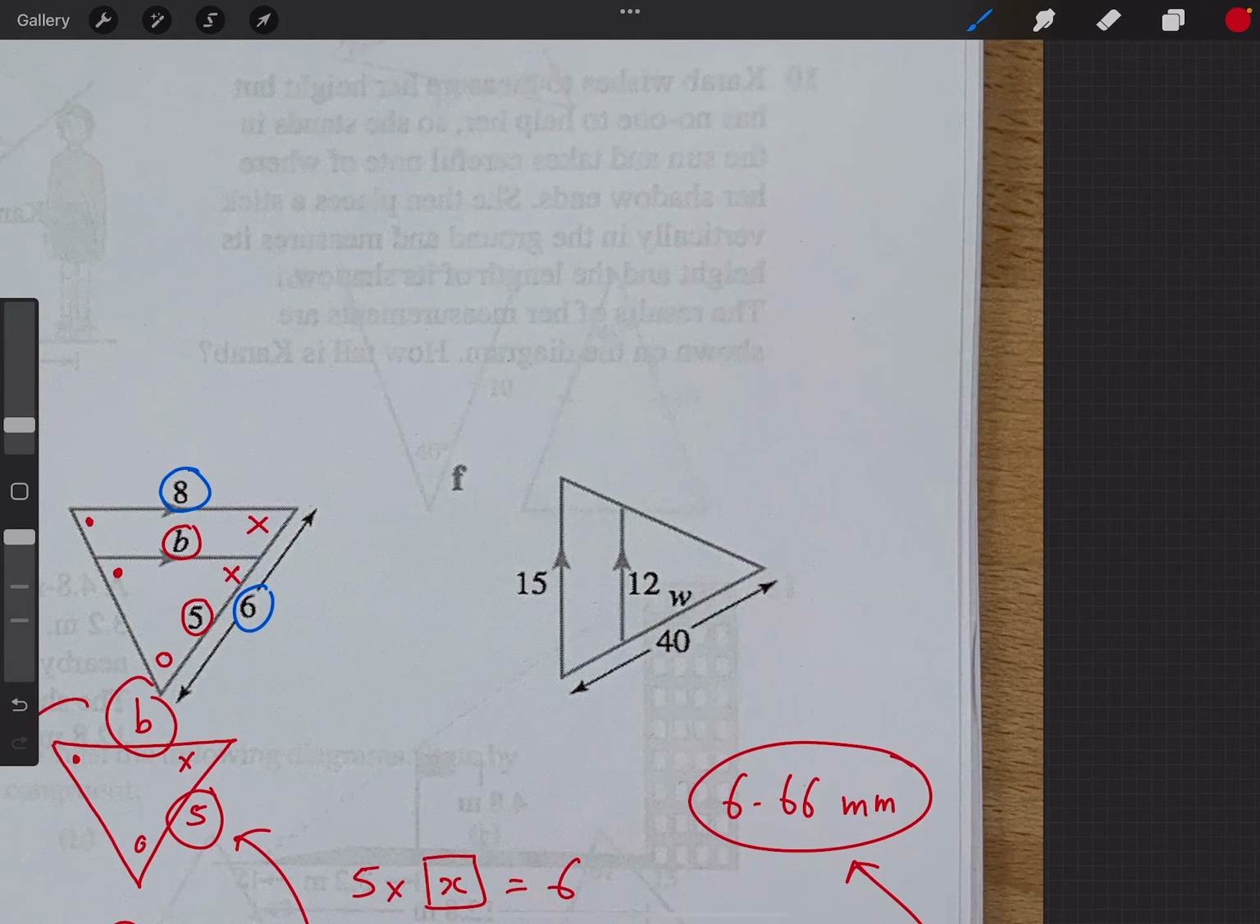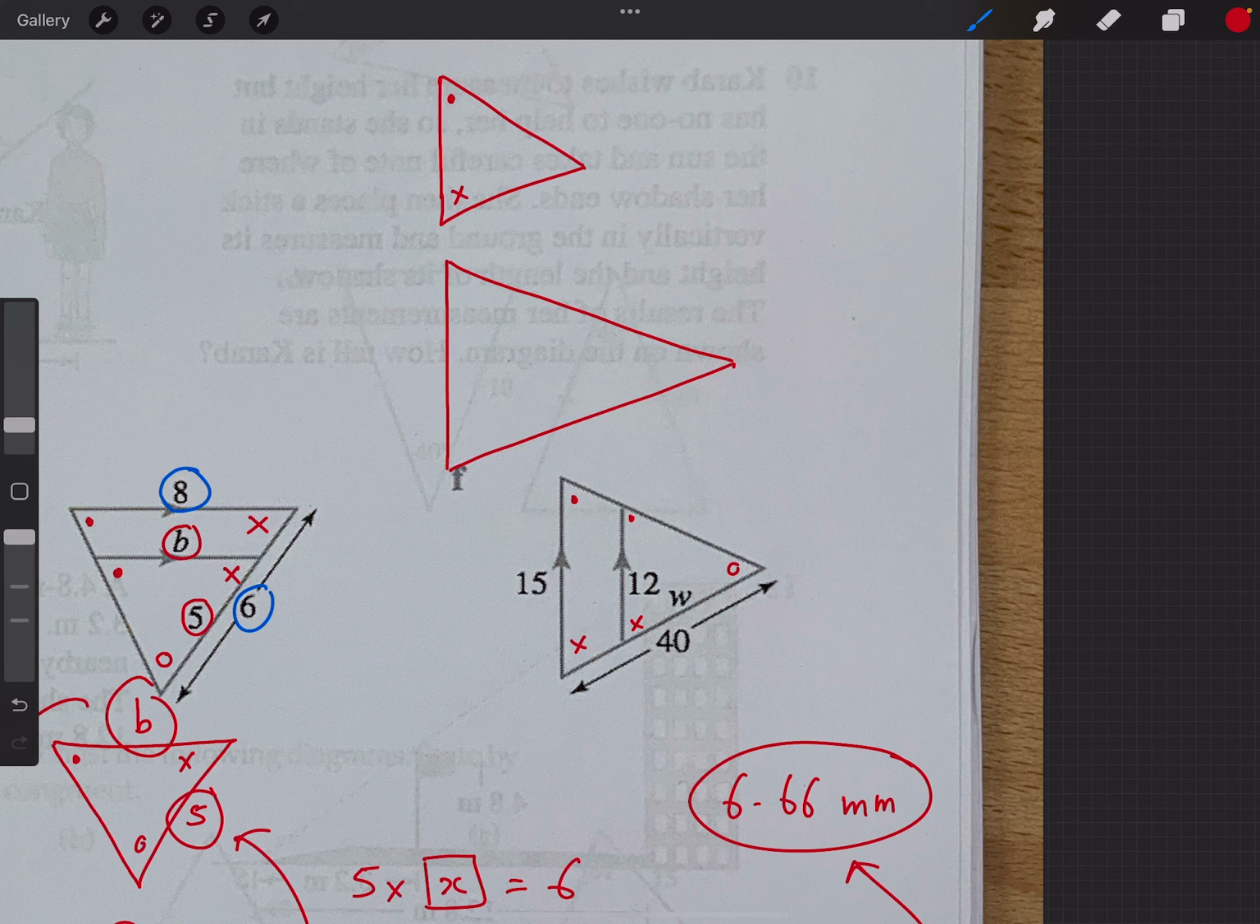Now question F, same deal. I'm going to draw the two triangles, so here we go. This is a small triangle and this is the big triangle. Now again, these two are the same. These two are the same and they both share that one. So here you have your dot, your X and your circle, your dot, your X and your circle. Make sure that all the angles are matching up.